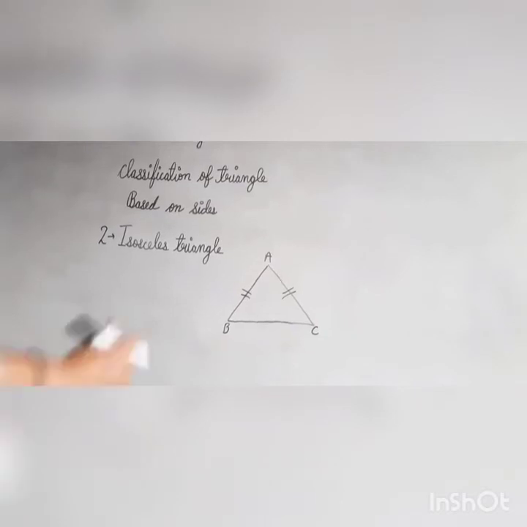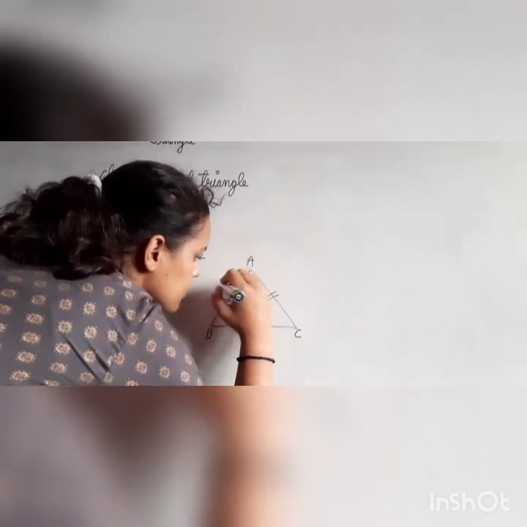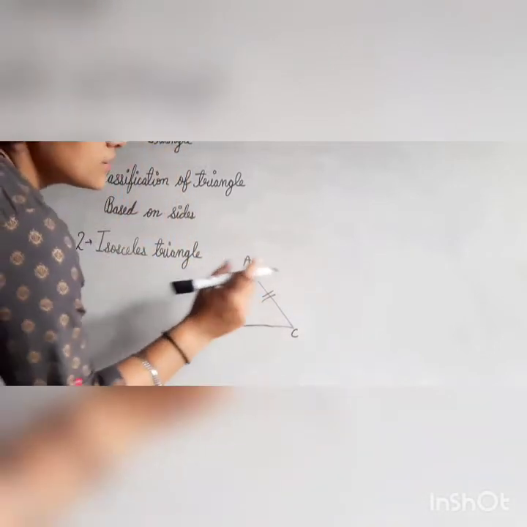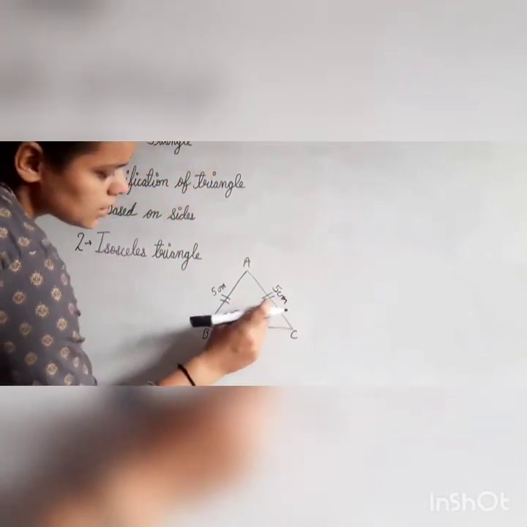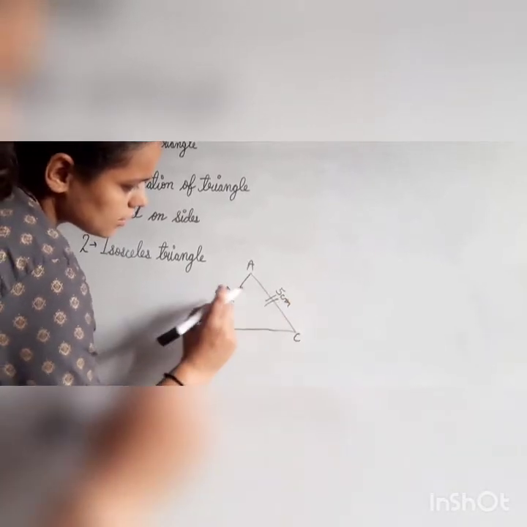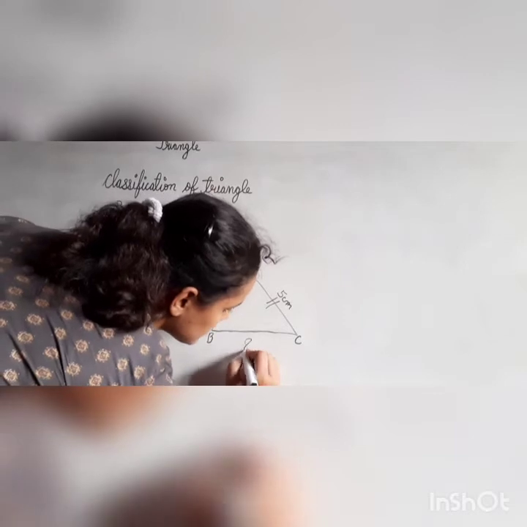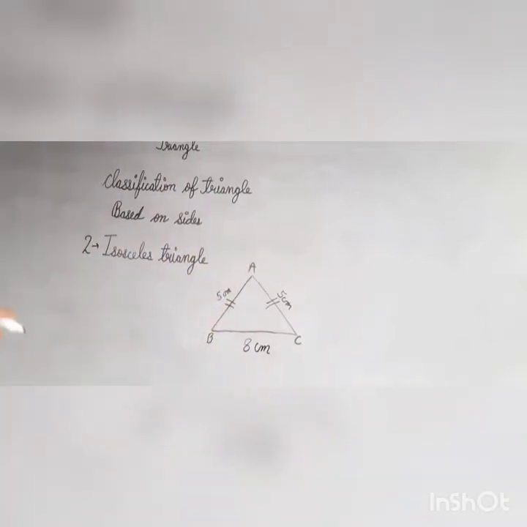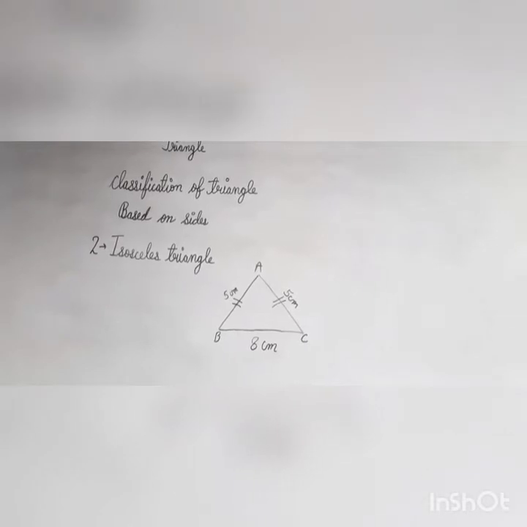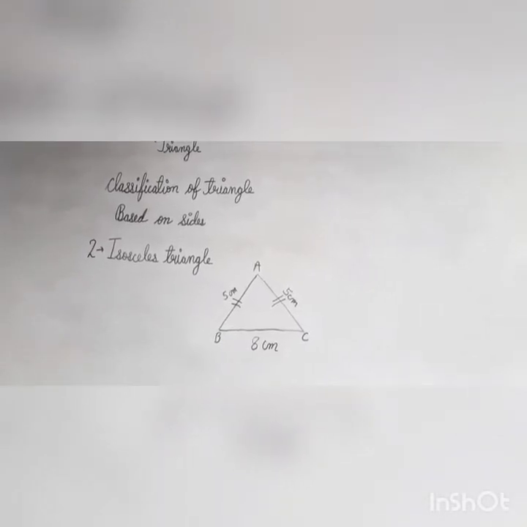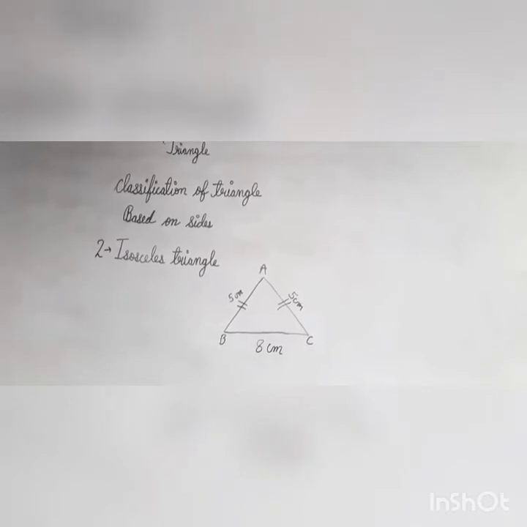Suppose this is 5 centimeter, it means that this side is also 5 centimeter, because these sides are equal. And suppose this is 8 centimeter. Okay class, what is an isosceles triangle? When two sides have equal length, it is known as an isosceles triangle.